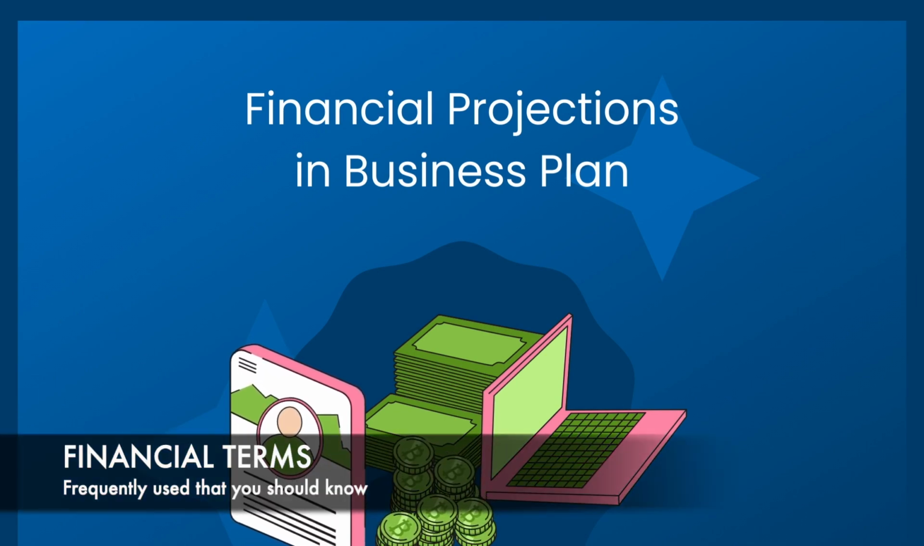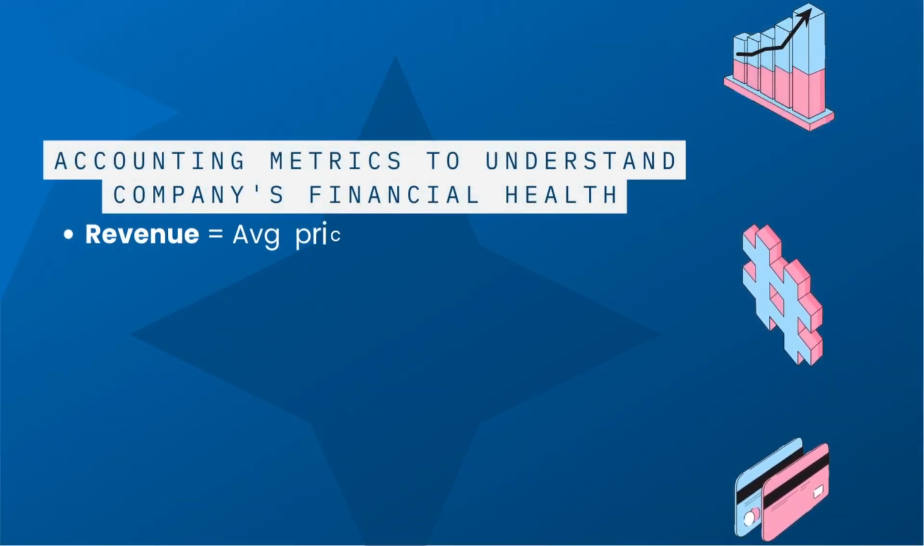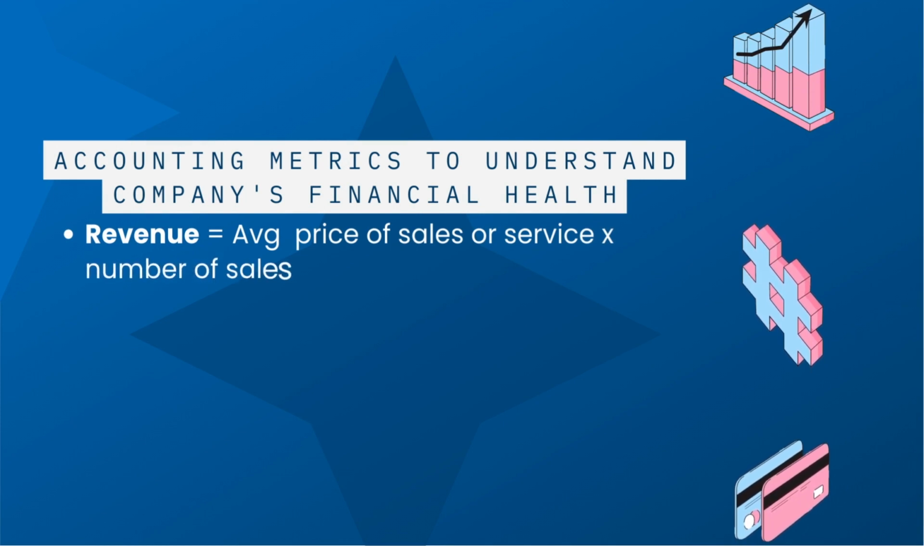One should also understand some of the basic accounting terminologies that are also the important metrics to understand the company's financial health. Number one is revenue, which is the total amount generated by sales. It can be calculated by multiplying the average sales price by number of sales.